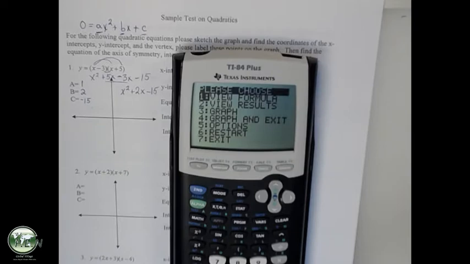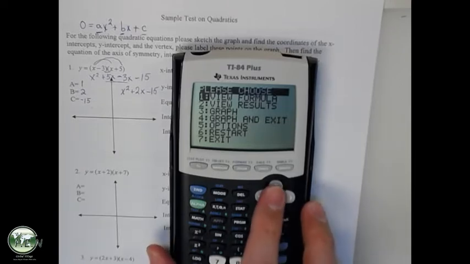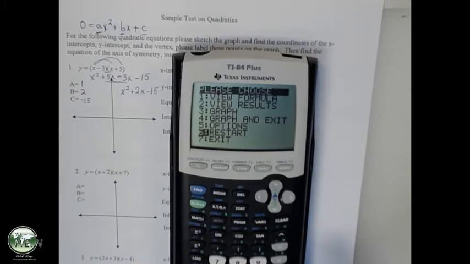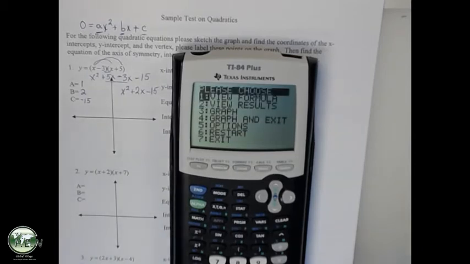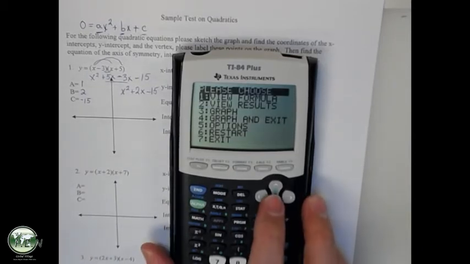Everyone okay with this part? Where do we go first? Options, good. Because that makes the numbers go into decimals. So if you just remember to do that, go ahead and change it to decimals. Everything will look a little prettier. Then where do we go?